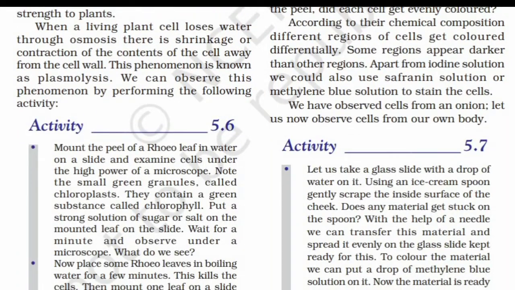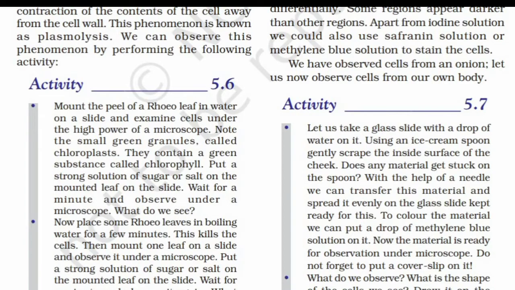We have observed cells from an onion. Let us now observe cells from our own body. Let us take a glass slide with a drop of water on it. Using an ice cream spoon, gently scrape the inside surface of the cheek. Does any material get stuck on the spoon? So now we are taking from our mouth, we are scraping the inside surface of the cheek, so that we can observe the cells from our own body.